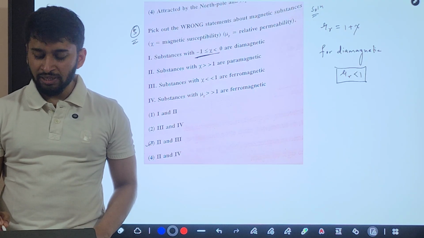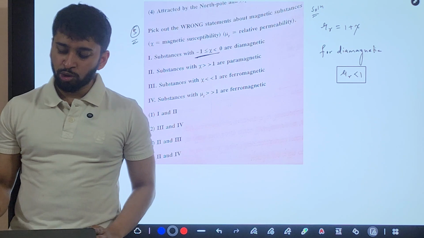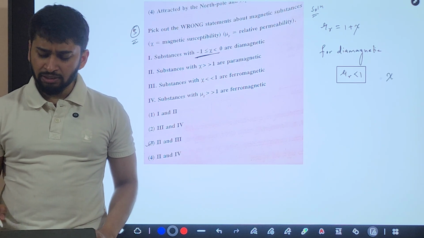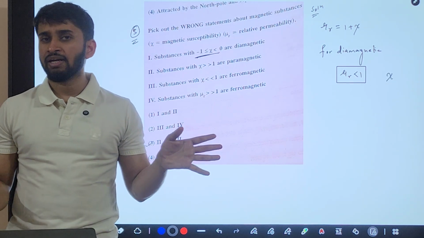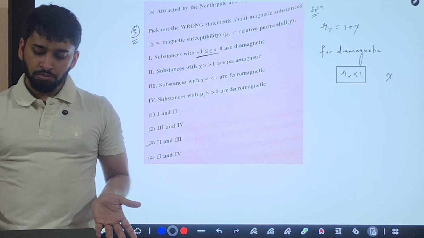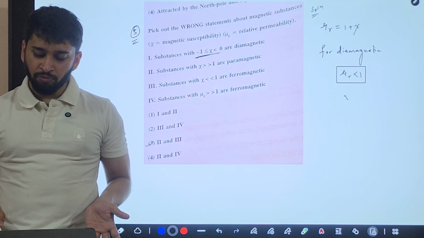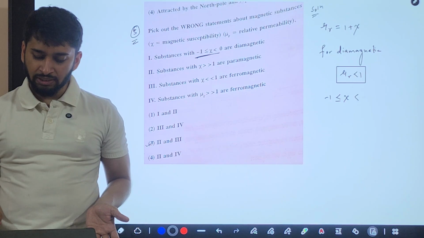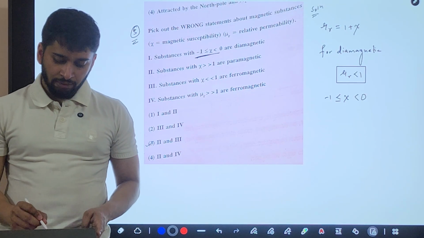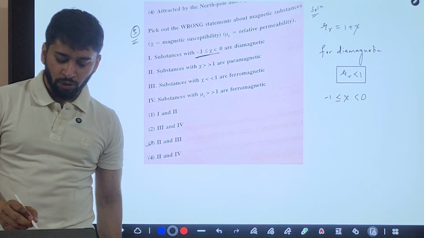Great. For mu r to be less than 1, the magnetic susceptibility should be negative. It should be just less than 1. It should not become negative 5, 3, 4 like that. So this magnetic susceptibility will be between -1 to 0. So that's correct. Fine.